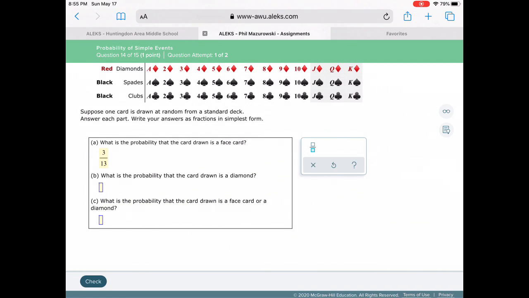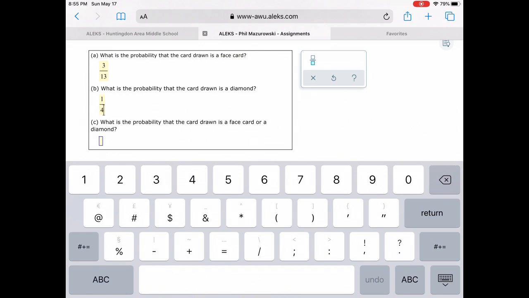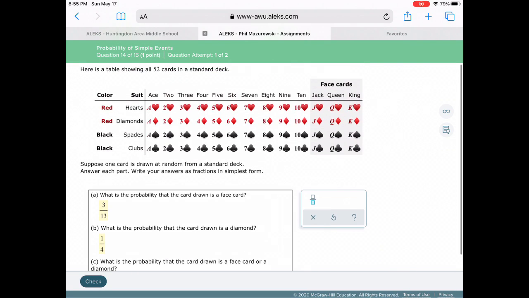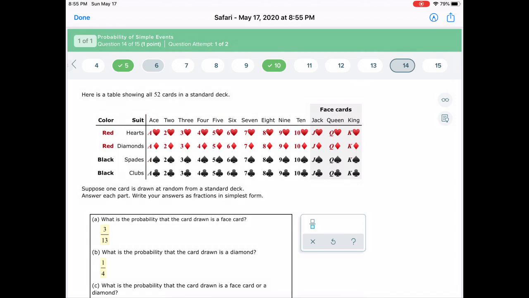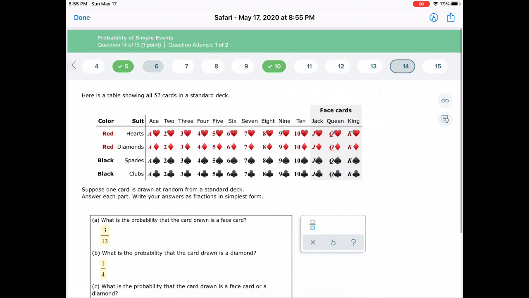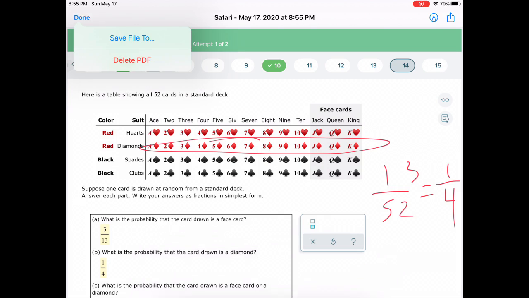The next one, what's the probability that the card drawn is going to be a diamond? Now there are 2 ways to think about this. One, there are 4 total suits, and one of those suits is diamonds, so we can just say our answer is 1/4. If you want to look at the whole deck of cards, there are 52 total cards, and out of those 52, 13 of them are diamonds. So we could do 13 out of 52, which can both be divided by 13 and give us that 1/4.